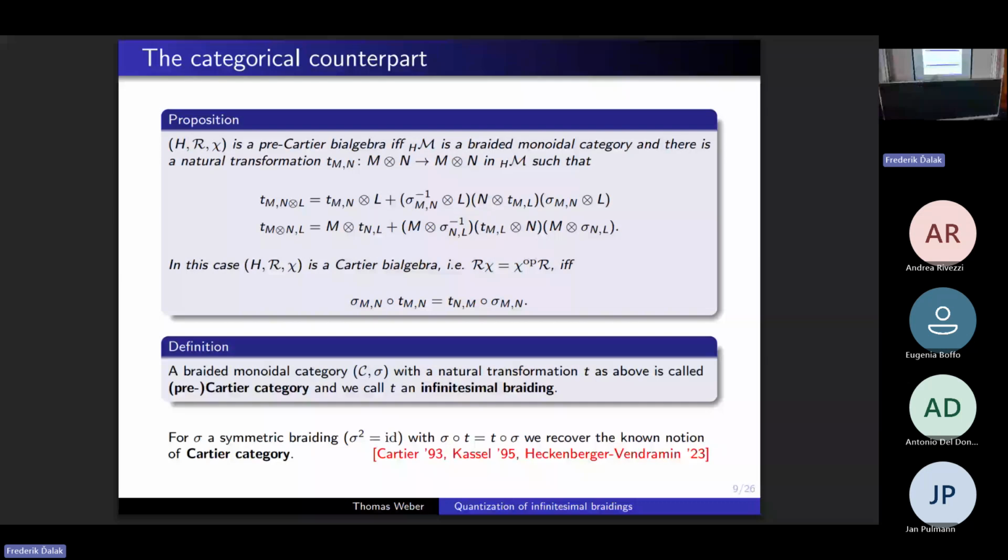Okay, I'm halfway. I have half an hour, but I'm not halfway through the slides, so let's see how much I can do. Yeah, I think it's good to see some examples.